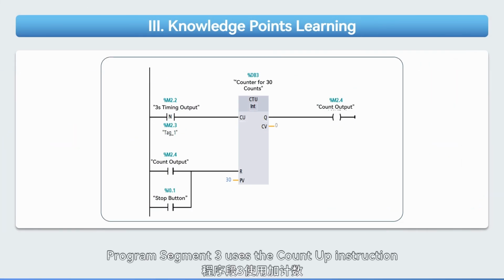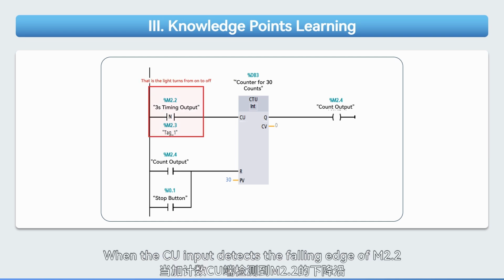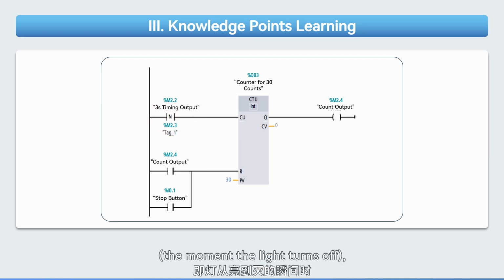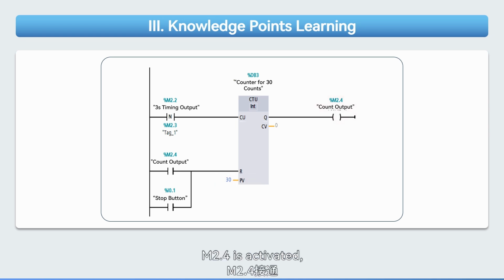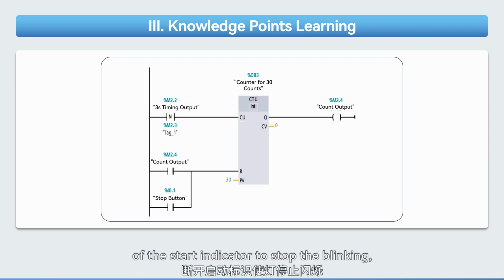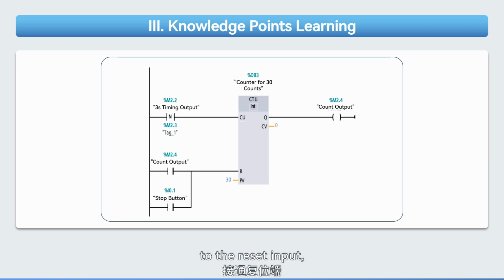Program segment 3 uses the count up instruction to record the number of blinks. When the CU input detects the falling edge of M2.2, the moment the light turns off, it counts as 1 blink. The counter increments by 1. When the blink count reaches the set value of 30, M2.4 is activated, disconnecting the normally closed contact of the start indicator to stop the blinking, and simultaneously connecting the normally open contact to the reset input, resetting the counter and the current value to 0.